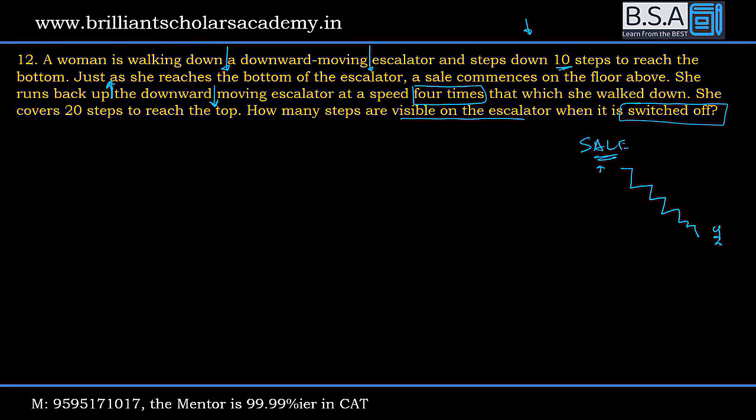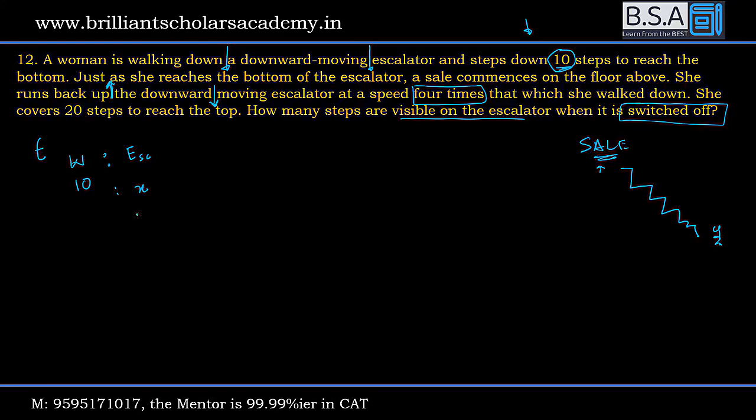So let me start this question again with a similar assumption. Because 10 steps are given, please observe how I am assuming. In the time t, the woman takes 10 steps. I am assuming in the same time the escalator should take X steps.